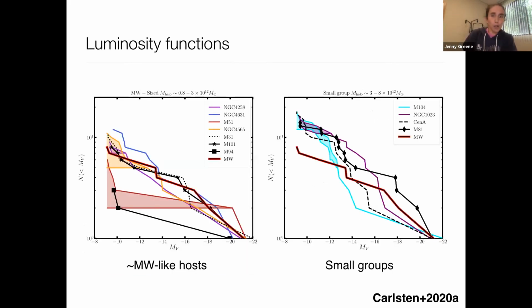So here are the first luminosity functions that Scott published from that first paper in 2020, just divided into things that likely have halo masses like the Milky Way, and those that are likely in small groups, so M81 groups, Centaurus, etc., Sombrero. I really enjoyed staring at these luminosity functions when we first were putting them together. You can see there's some gaps.